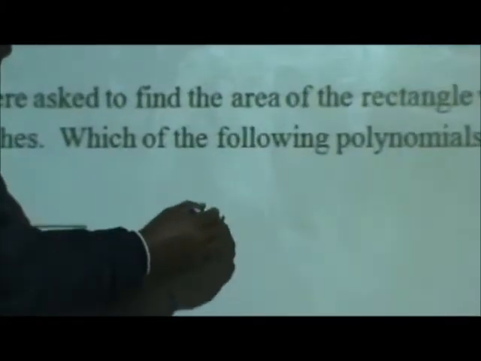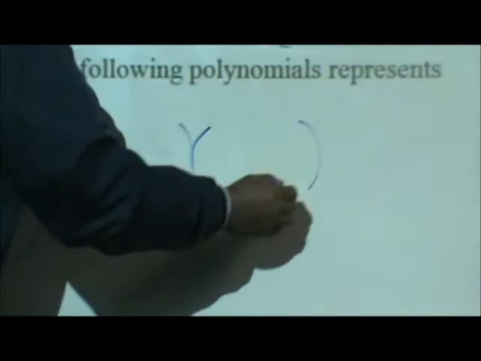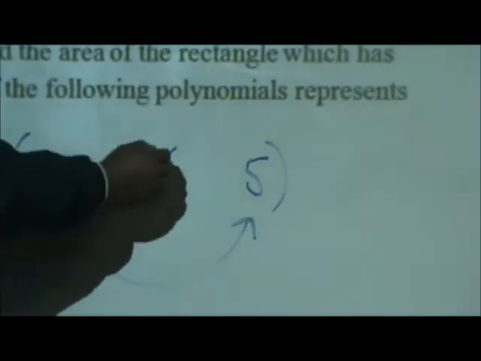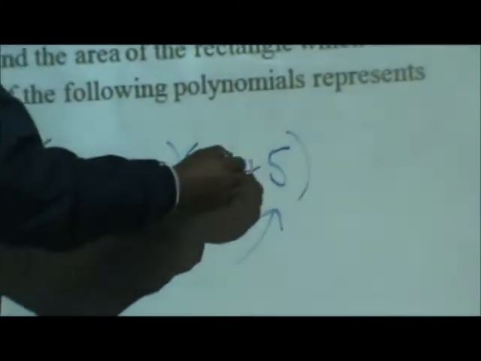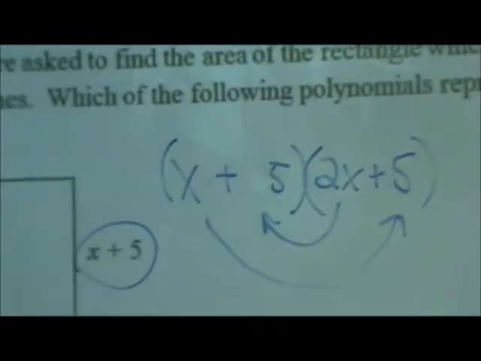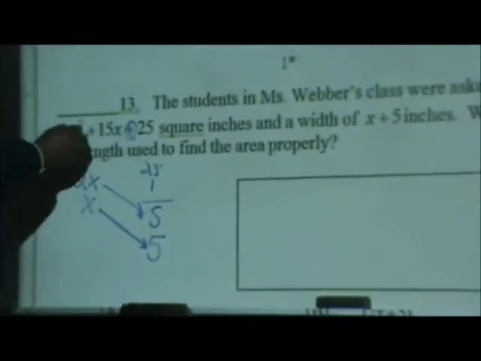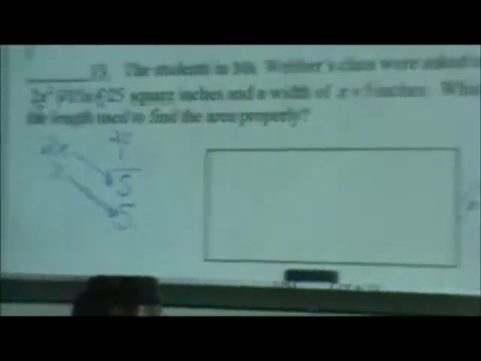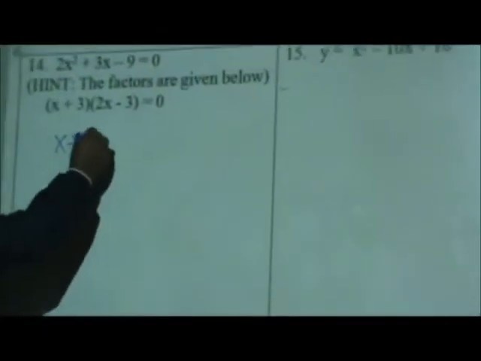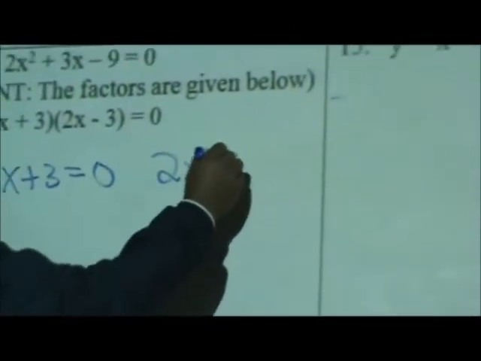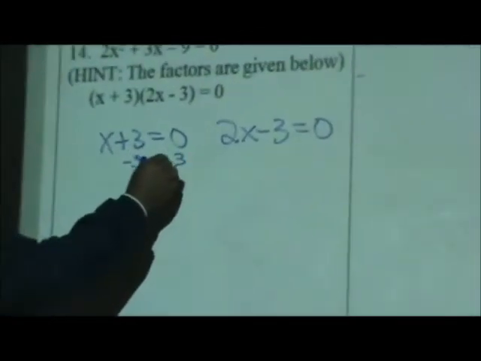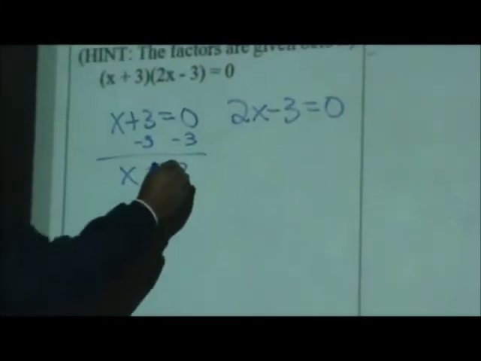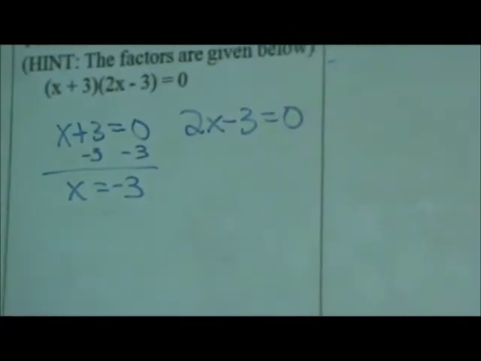Alright? So x needs to be with who? 5. They're both 5, right? So 2x has to be with who? 5. They're both plus, right? I know they're both plus because multiplied gives me a positive, added was a plus. Got it? All right. x plus 3 equals 0, and 2x minus 3 equals 0. To get rid of a plus 3, you subtract 3. x equals a negative 3. That's one of the solutions.